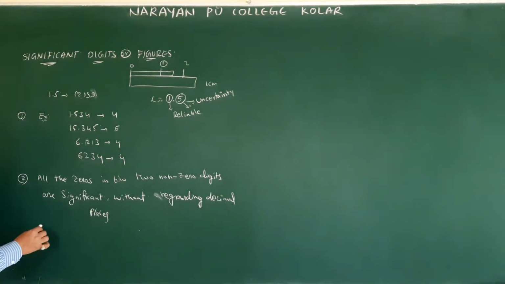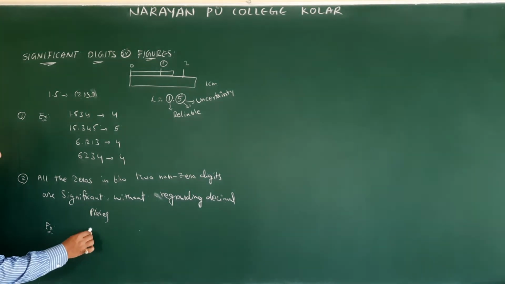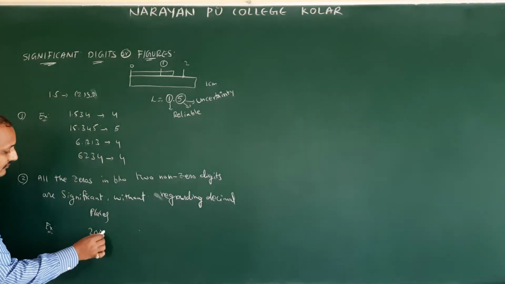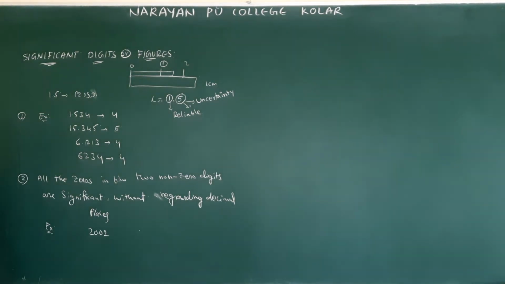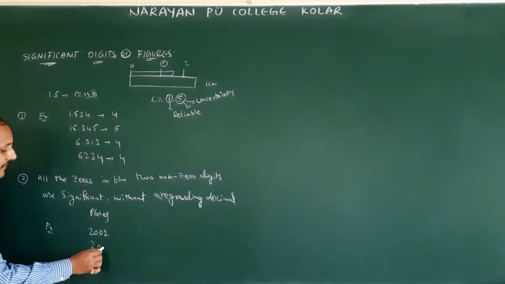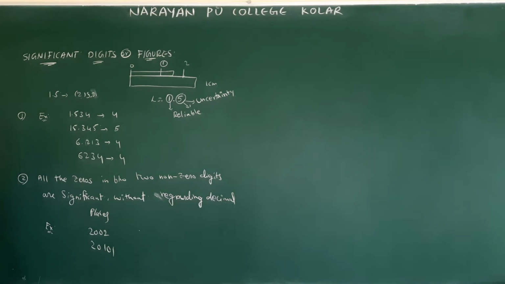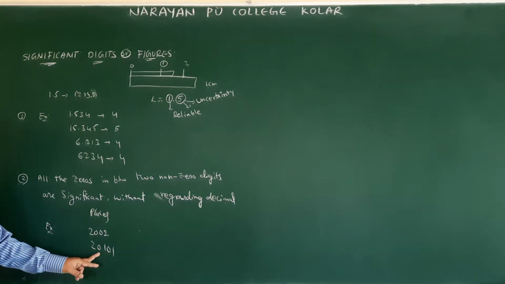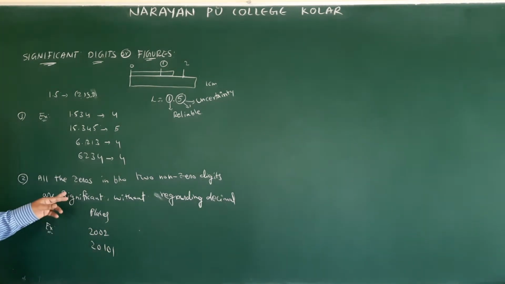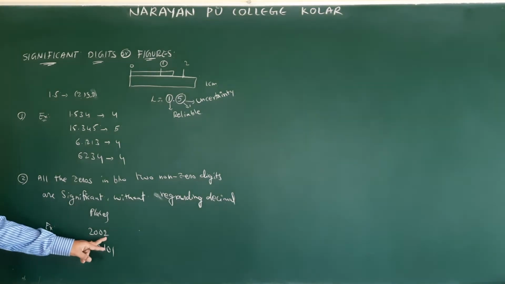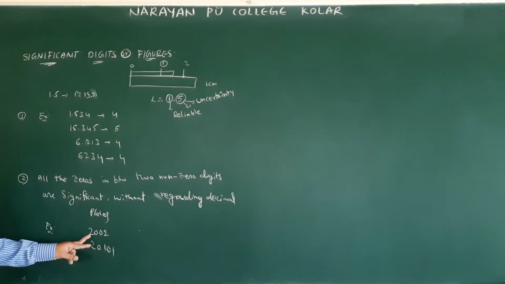Then how to give an example for this? 2002, isn't it? So 20101. See, zeros are there. So these will also be significant. So 2002: this zero is there in between 2 and 2. These twos are non-zero digits. Therefore, two zeros are there in between two non-zero digits. Therefore, these two zeros are also significant.